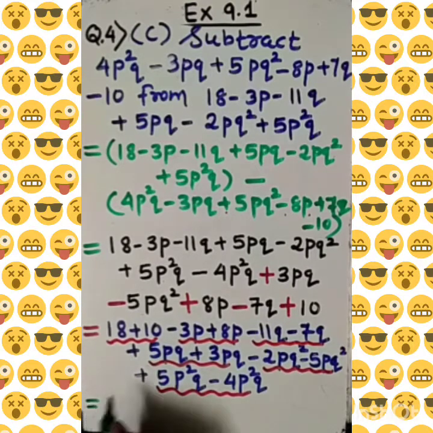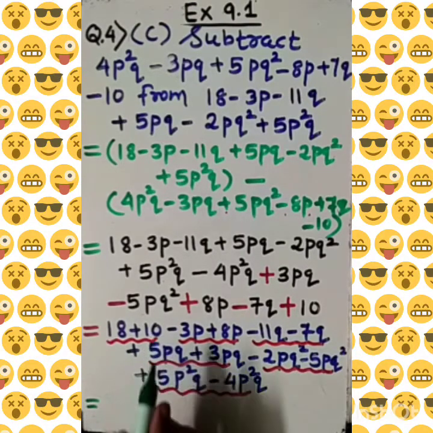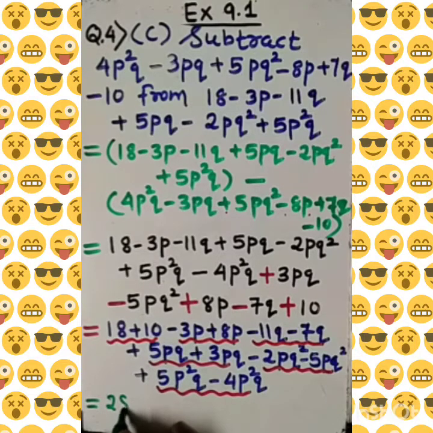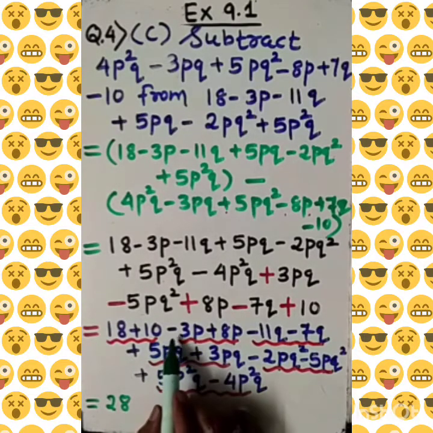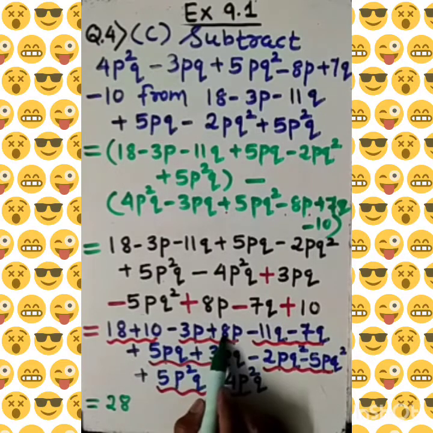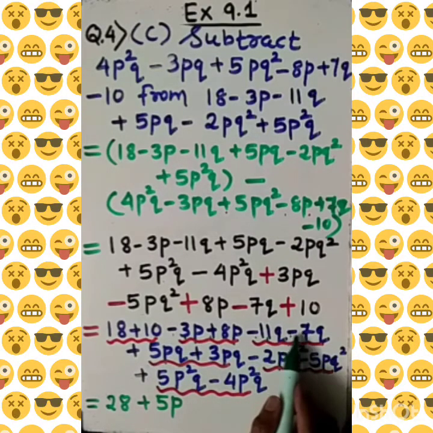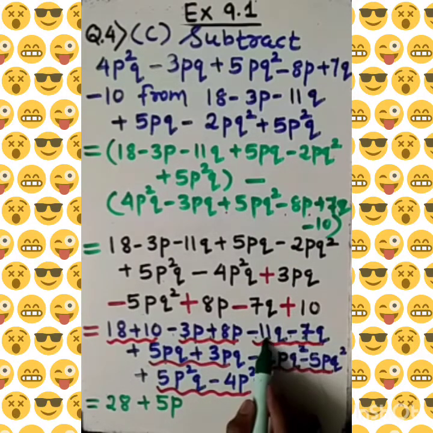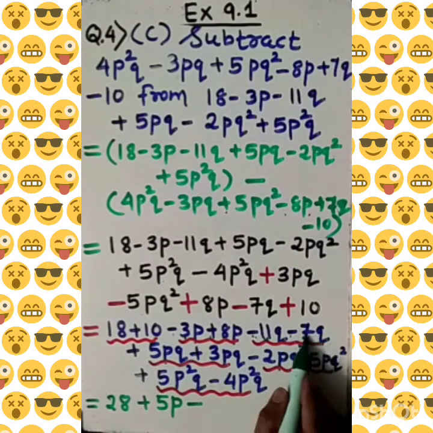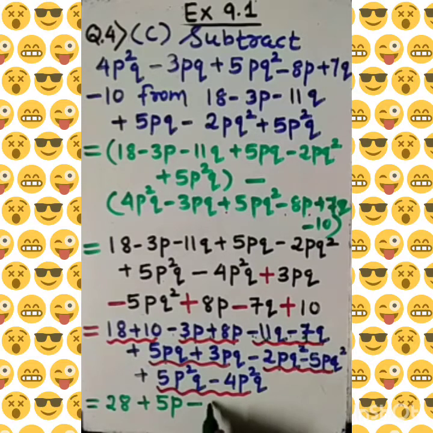Equal to 18 plus 10. It gives the result 28. Please note down. Work out on the coefficient. Minus 3 plus 8. Minus 3 plus 8. It gives the result plus 5. Minus 11 minus 7. We know that for same sign addition, the sign remains minus. So 11 plus 7 is 18, it will be minus 18.